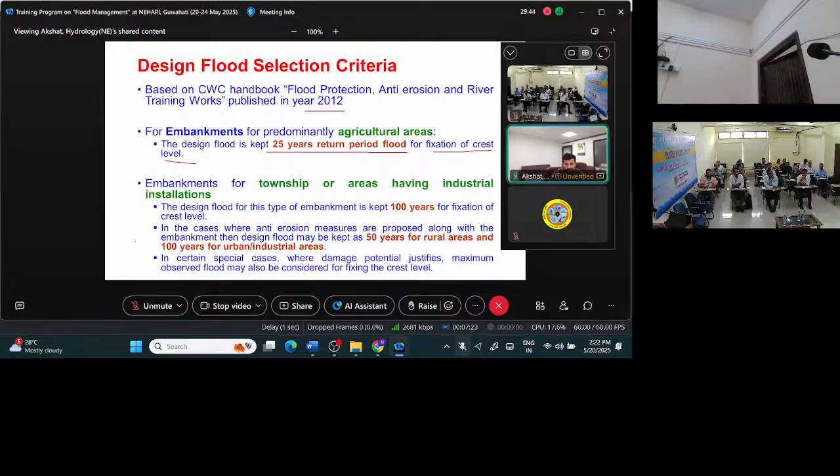Now, in specific cases where damage potential justifies, for example, consider we have a very important installation near the project site. So, in special cases where damage potential justifies, the maximum observed flood may also be considered for fixing of the crest level.